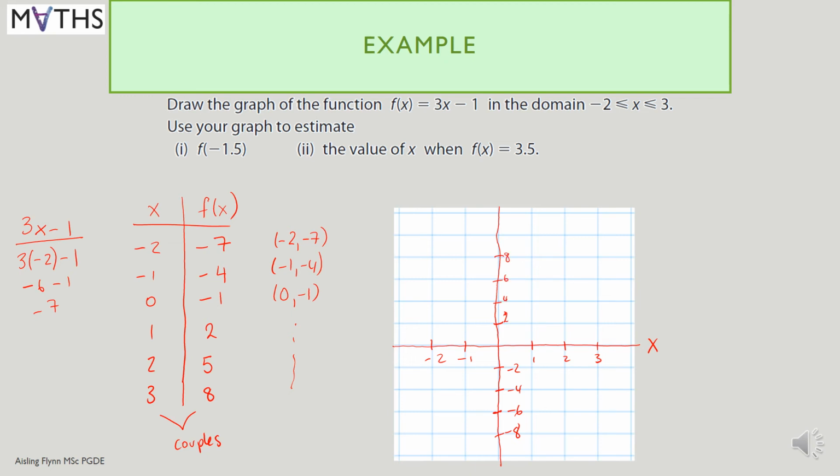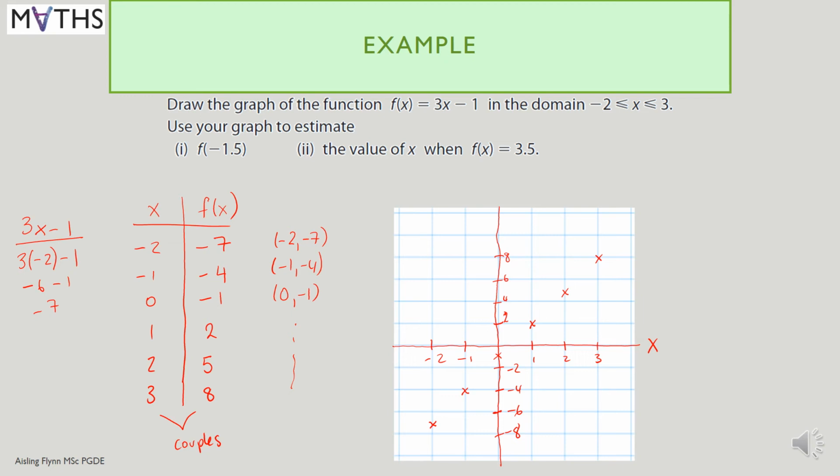Now to plot my couples: -2 on the x-axis goes with -7 on the y, so about there. -1 is at -4, 0 is at -1, 1 is at 2, 2 is at 5, and 3 is at 8. So you can see it's linear. You can also see from the pattern of outputs that the common difference is 3, so you're rising by 3 each time. So the slope of this is 3.